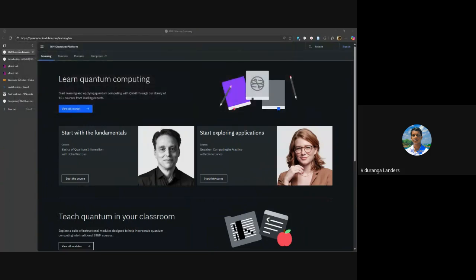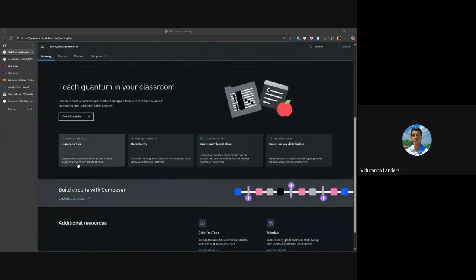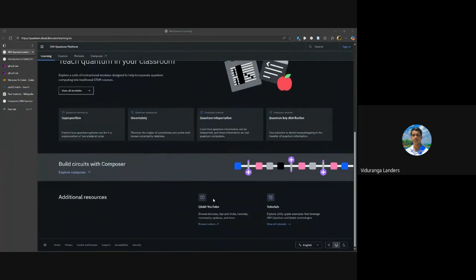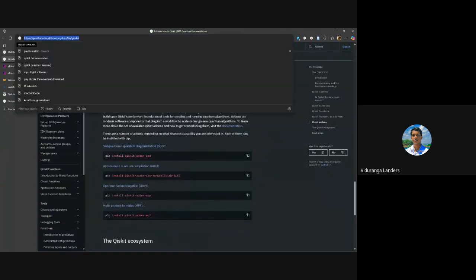You can use this to go through structured materials. There are certain courses that give you the basics of quantum information, and also some tutorial notebooks and modules. You can go through all this if you go to this platform. And this is the official documentation of Qiskit.